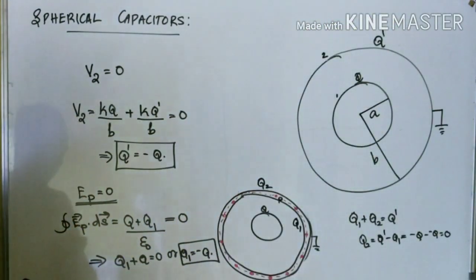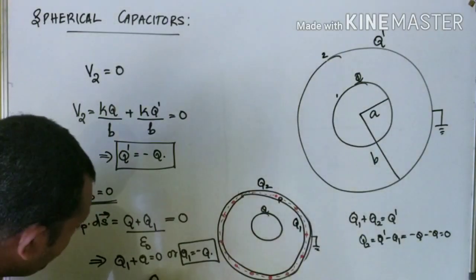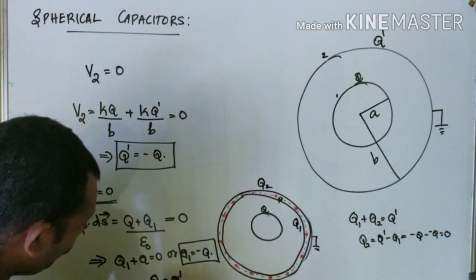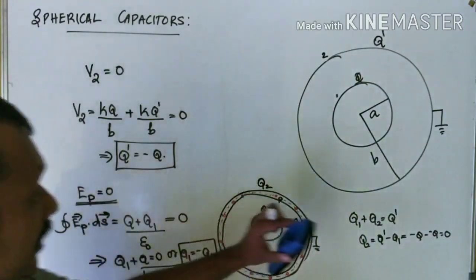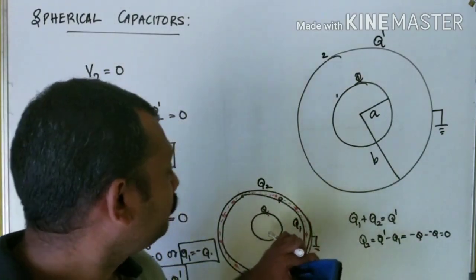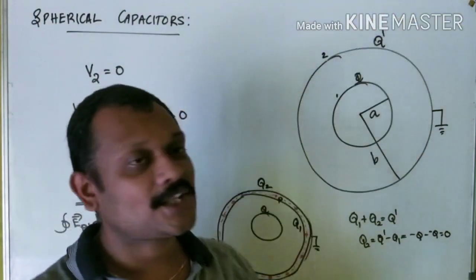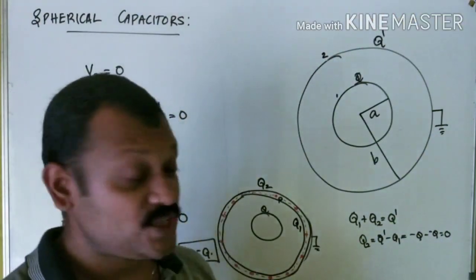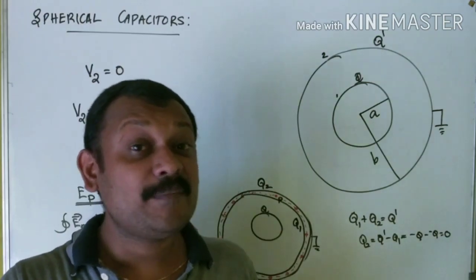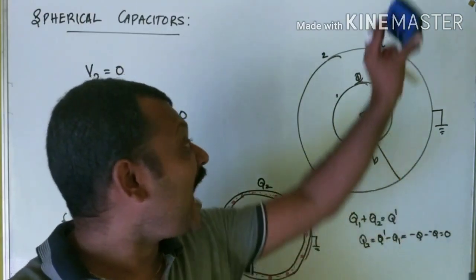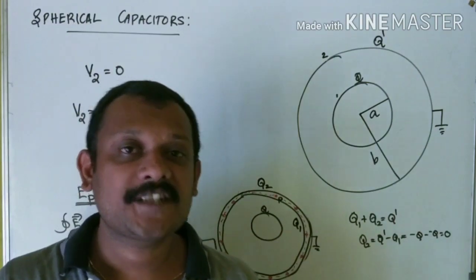Q1, from here also we got Q1 is equal to Q dash. Q1 is the charge on the inner surface of the spherical shell. That is equal to the total charge on the spherical shell. In this case, I can now conclude that there will be no charge on the outer surface of the spherical shell.